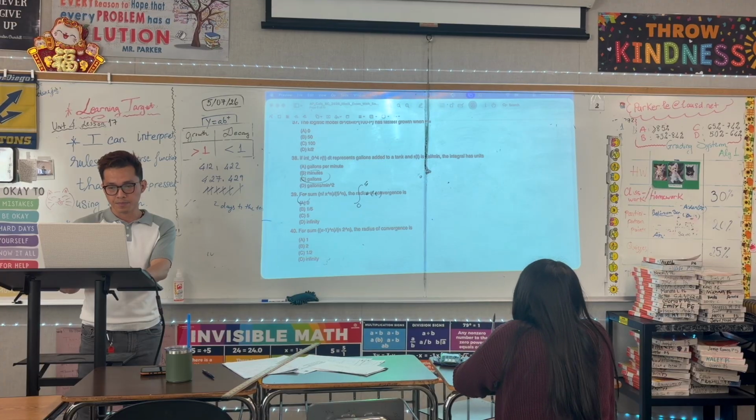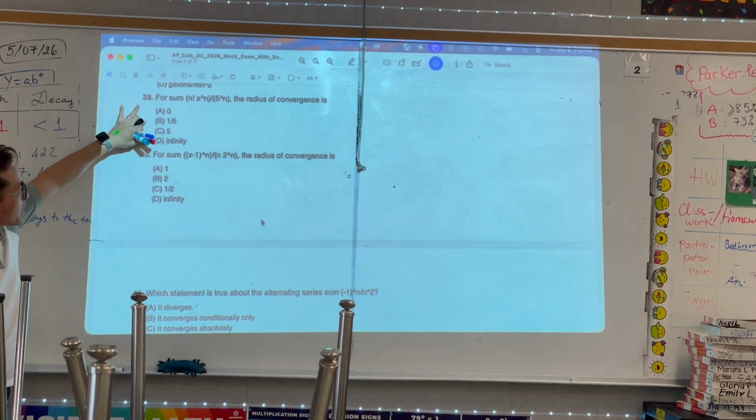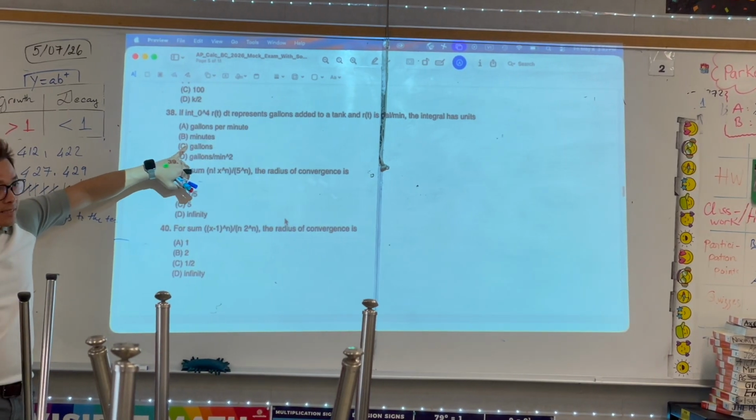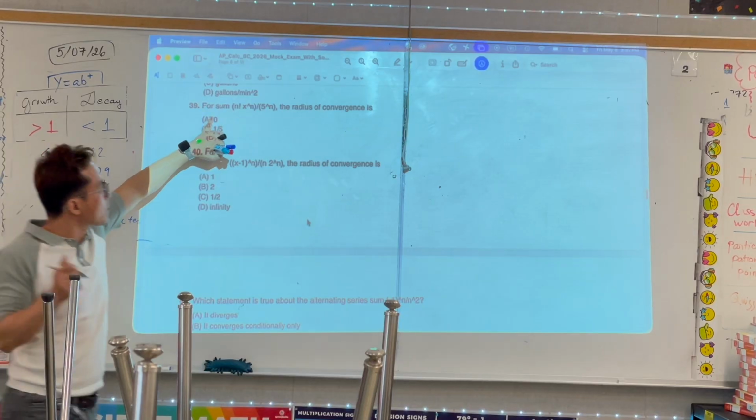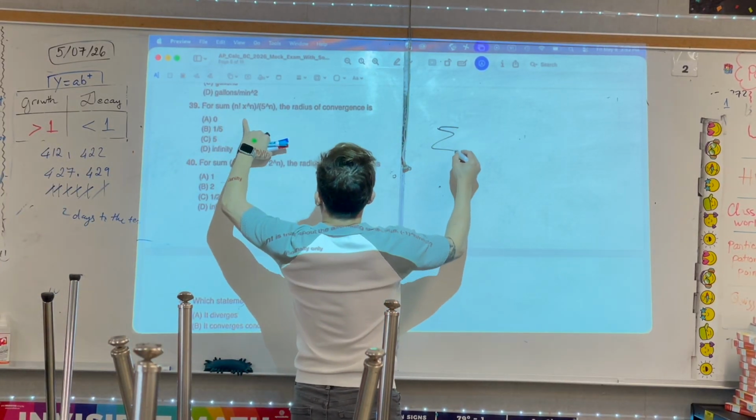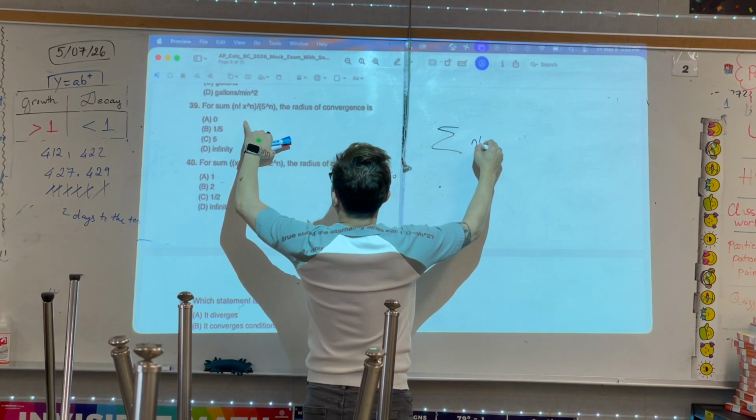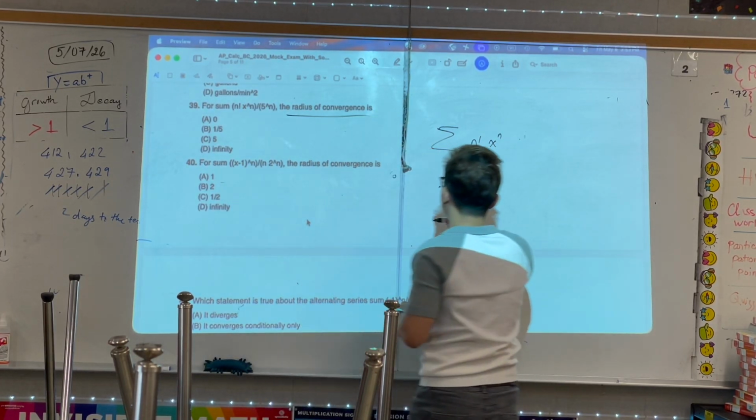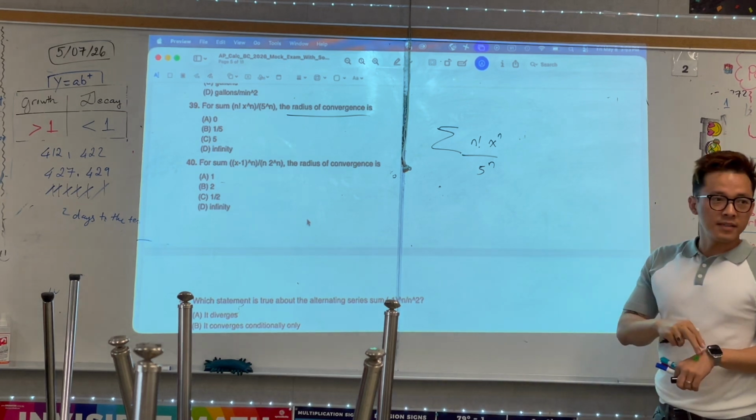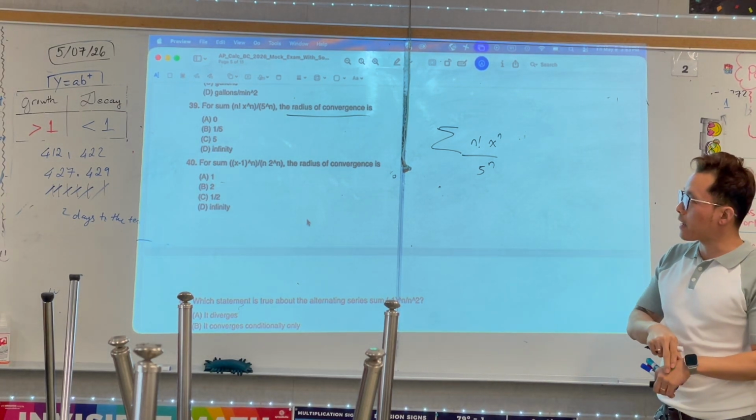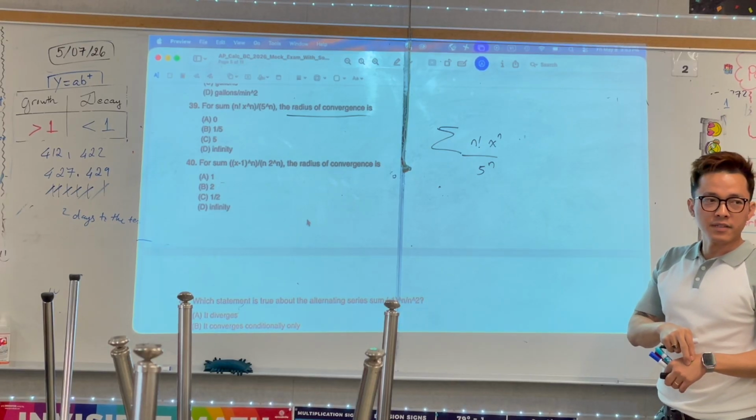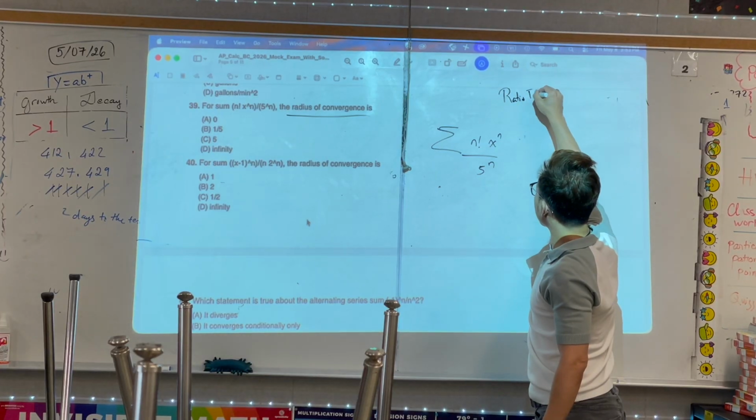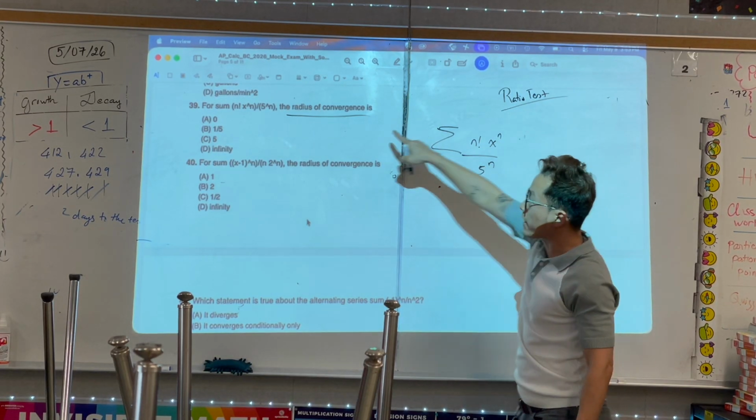Alright, so last time in class we did 38, right? The unit is gallon, and now 39. The sum of n factorial x^n over 5 to the power n. Radius of convergence. What tool are we going to use to find the radius of convergence? The ratio test we talked about in class today, right? We're using this to find the radius of convergence.